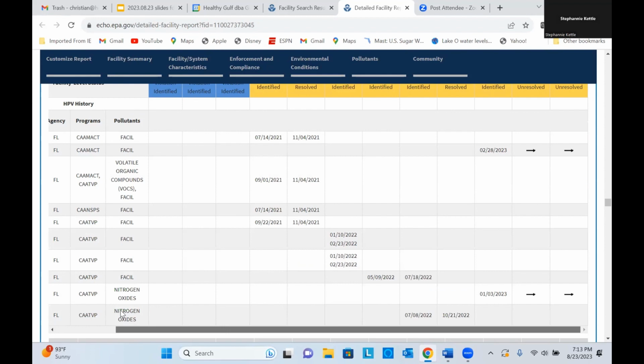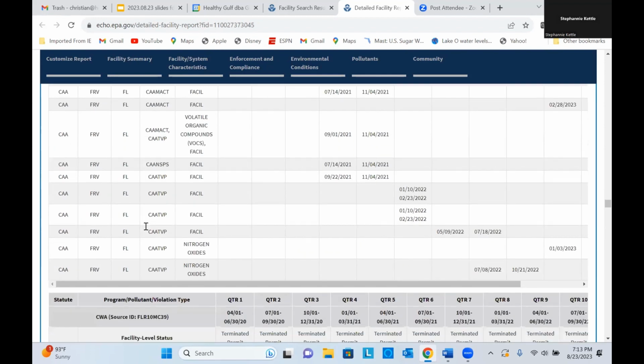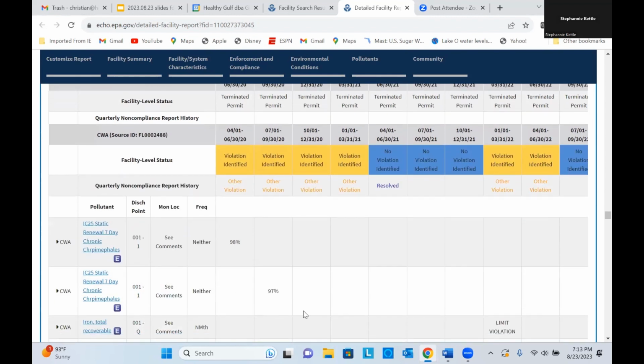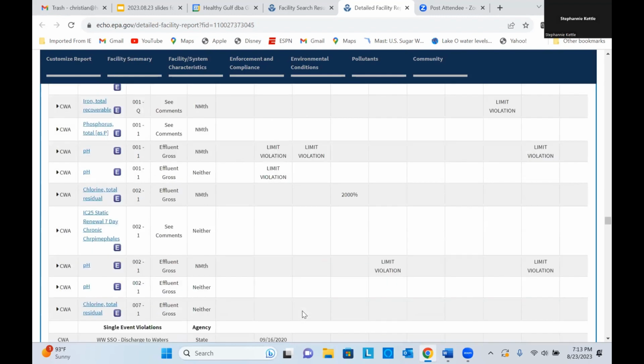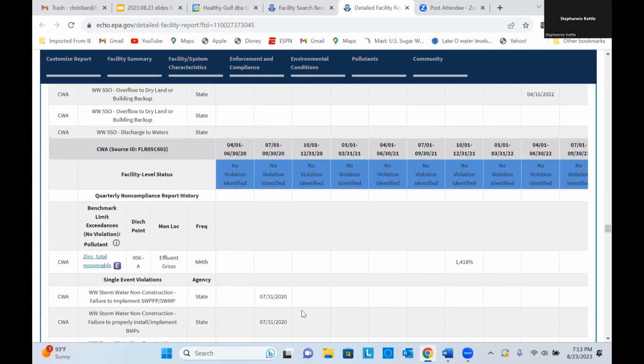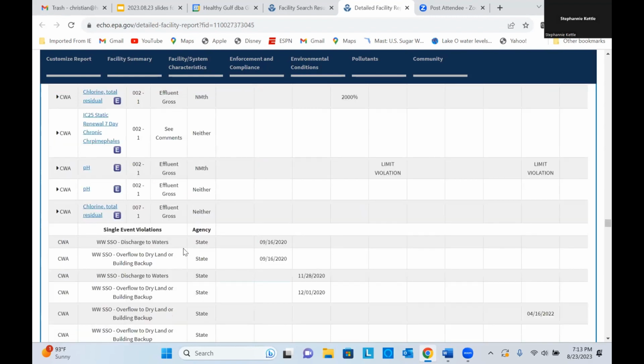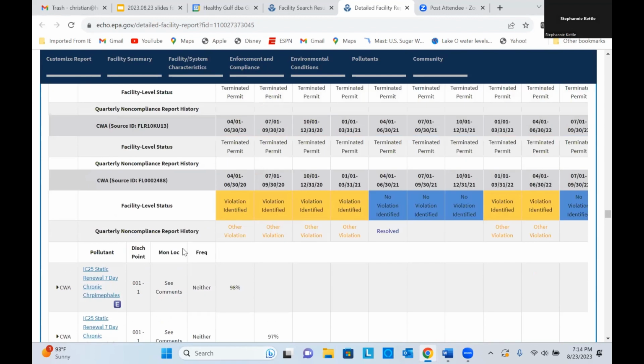Yeah. Violation unresolved is where we are right now. And that looks like it's for Clean Air Act. And then scrolling down into Clean Water Act. And I find that I can scroll back over to the left here. Here we go. So for Clean Water Act, it looks like the latest is they've had some violations in the past that are indicated in yellow there, but it looks like maybe they're okay now.